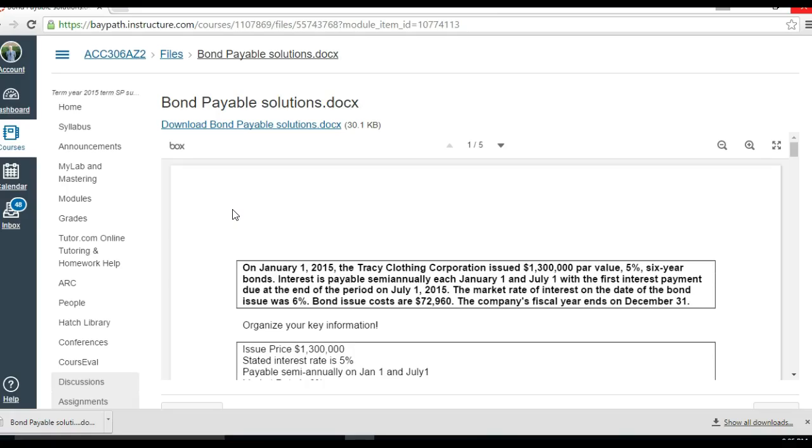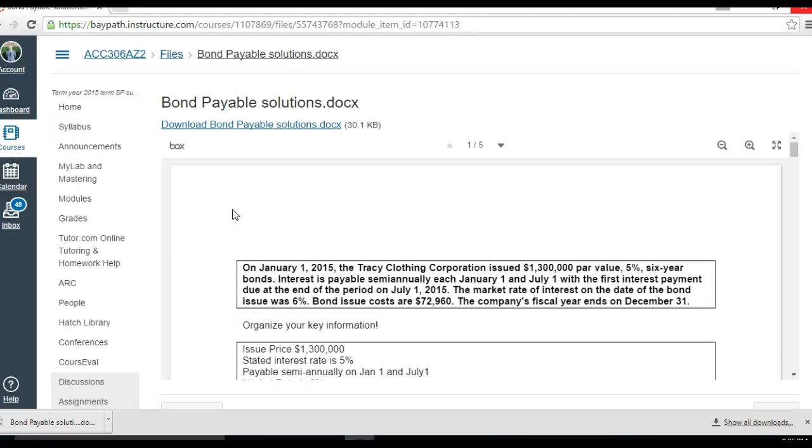Bonds payable may seem complex, but they're really not if you take it slowly and one piece at a time. All it is just a word problem, like in algebra. You have to sort through the information, and each information basically in the problem represents a journal entry. So I'm going to help point that out to you, and take it slow and don't panic.